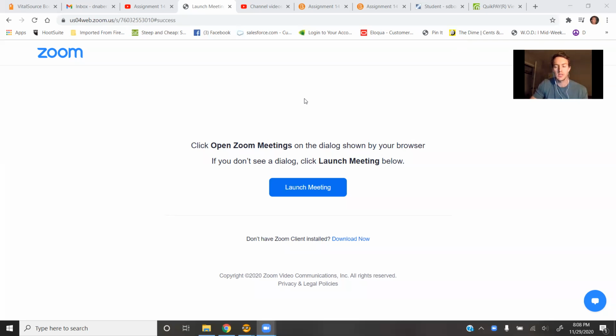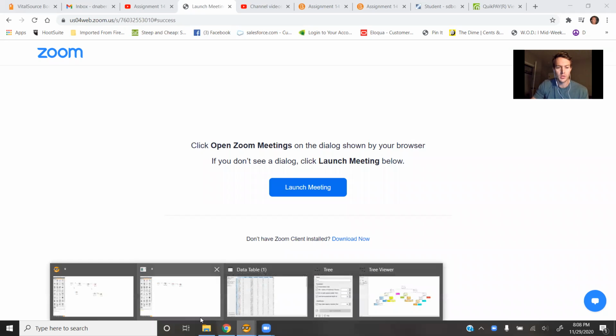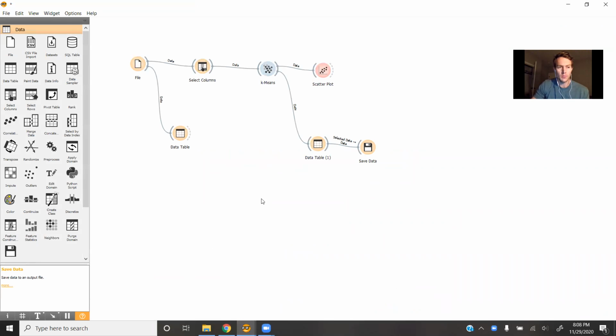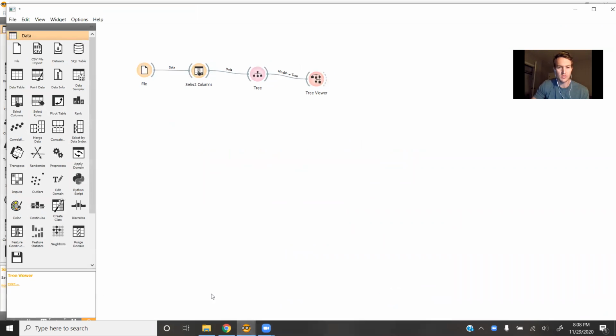Hey everybody, this is part two of assignment number 14. We are going to be looking at the second part for decision trees that we've been working on in Orange. As you know from the first part, we took our cluster data from the k-means clustering and transferred it into this second part where we're looking at trees and the decision viewer.